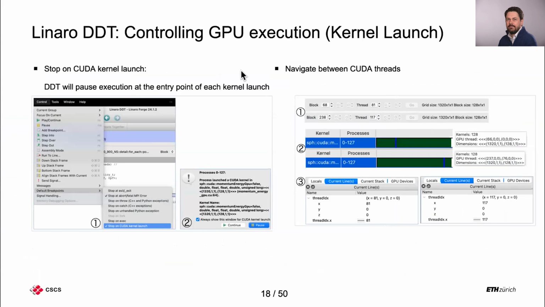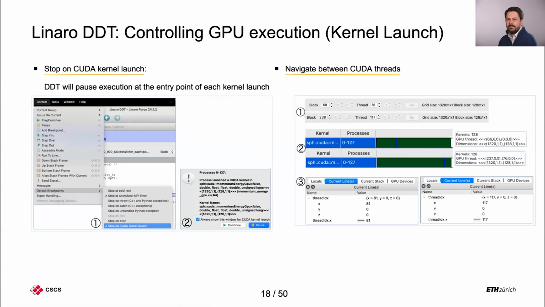So yeah, maybe one more thing. If you don't really know where or what CUDA kernel is being called, you can ask DDT to stop every time that a CUDA kernel is being called or launched by going into the control default breakpoints menu, and then it will stop every time.